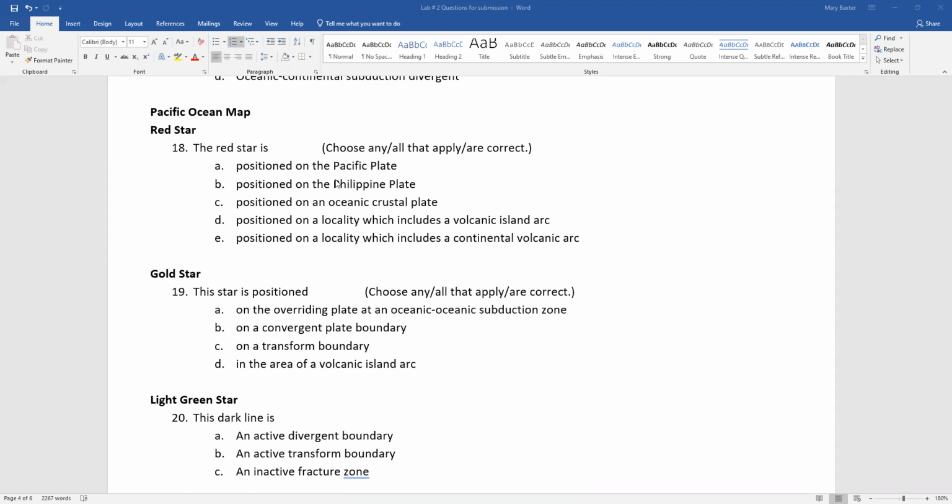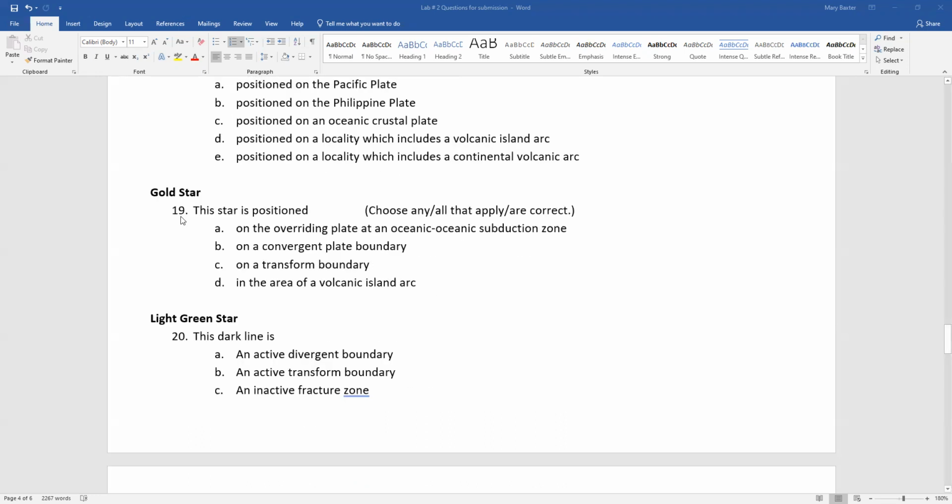It's oceanic, not Oregon. Is it positioned on a locality which includes a volcanic island arc? Well, if you've got the Pacific Plate subducting underneath the Philippine Plate, then there has to be volcanoes building on the top of the Philippine Plate. If you've got subduction, you're going to have volcanoes. But there's no continent around, right? So the volcanoes are going to form an island arc system. And then some of them are going to be seamounts. They're not going to be tall enough to be islands, but there's no continent, so it can't be a continental volcanic arc. Now we're going to go to where the gold star is positioned.